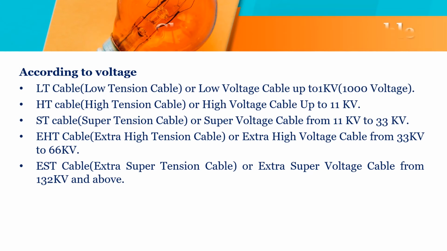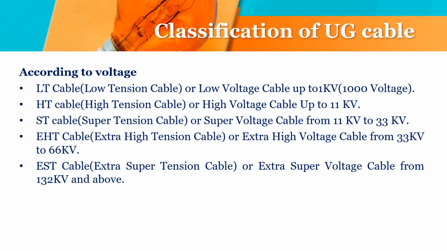According to voltage: LT cable, lower tension cable or low voltage cable, up to 1 kV, that is 1000 volts. High tension cable or high voltage cable, up to 11 kV. ST cable, super tension cable or super voltage cable, from 11 kV to 33 kV. EHT cable, extra high tension cable or extra high voltage cable, from 33 kV to 66 kV. EST, extra super tension cable or extra super voltage cable, from 132 kV and above.